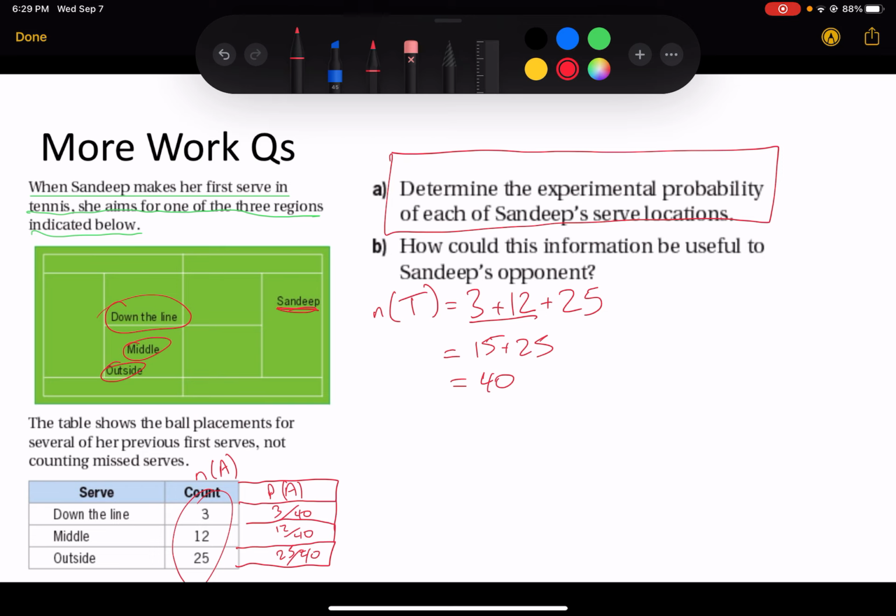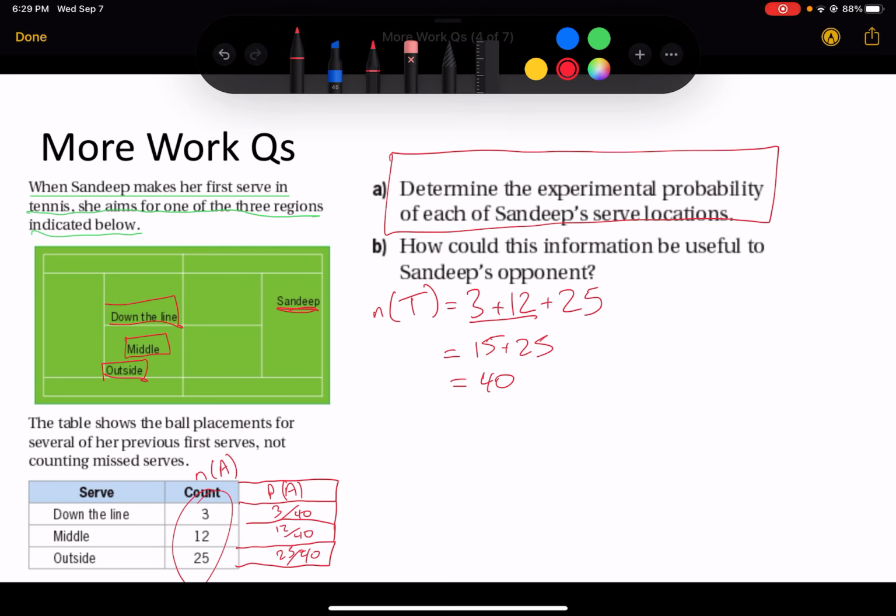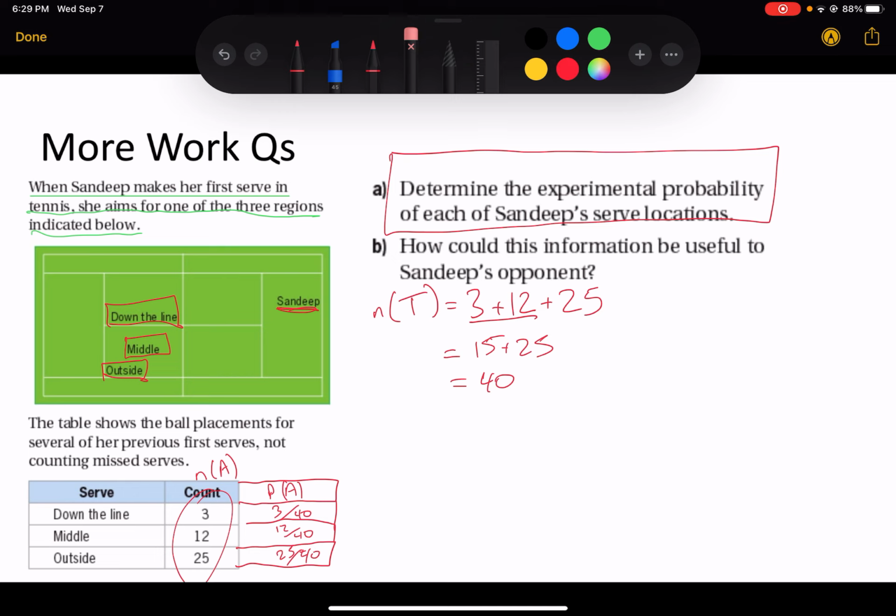So the most probable region is the middle, and the outside right there. And the middle. And down the line is very unlikely. Okay, so what this means is that Sandeep is likely to hit it around here. A good spot to stand is near the middle or closer to the outside, right?